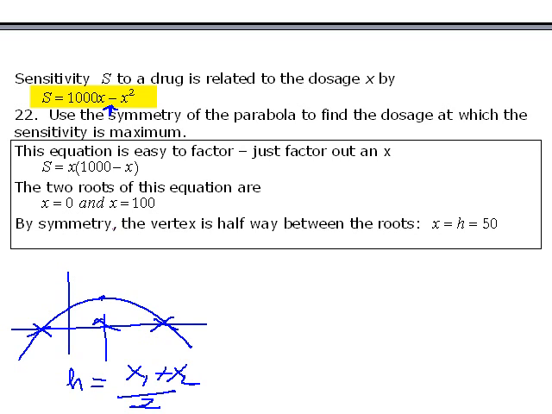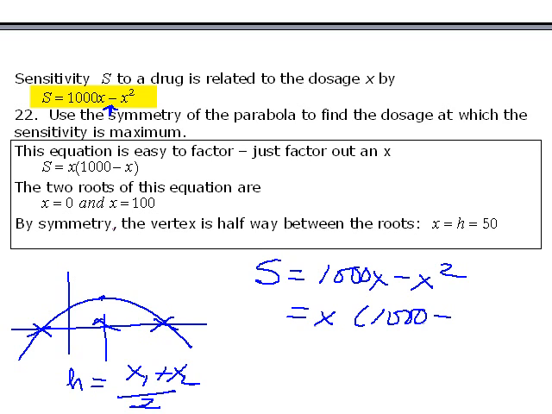Can you find x1 and x2 from this equation easily? Yes, because it factors so easily. If you remember, there were several homework problems on this. So if I have 1000x minus x squared, I can factor out an x. Here's the x, 1000 minus x. Now, what are the roots of this equation? I want to find out where it's 0, right? To find out where it crosses the x-axis here.